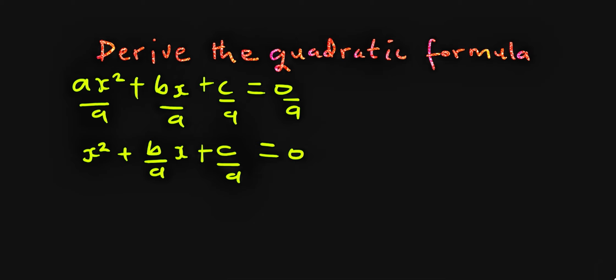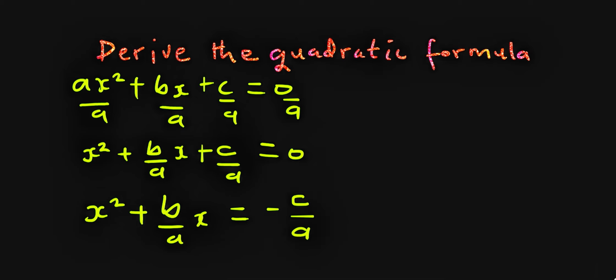is equal to 0. So the next thing would be to take the constant term, that is c over a, to the right hand side. So we're going to have x squared plus b over a x is equal to negative c over a. Remember, it changes to negative when it crosses the equal sign.